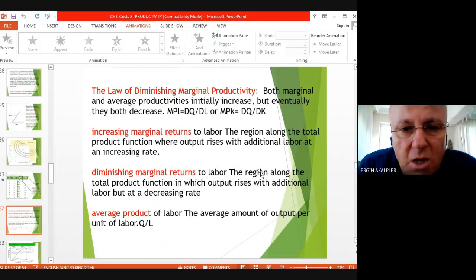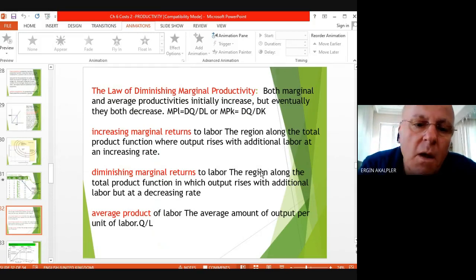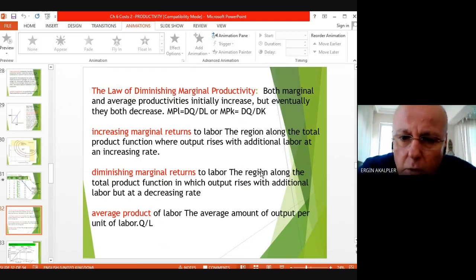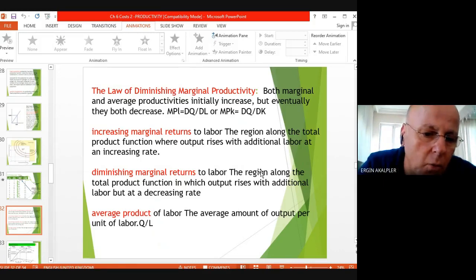The law of diminishing marginal productivity: both marginal and average productivities initially increase, but eventually they both decrease. The marginal productivity of labor is delta Q over delta N, and marginal productivity of capital is delta Q over delta K. Therefore, increasing marginal returns to labor is the region along the total product function where output rises with additional labor at an increasing rate, and diminishing marginal returns to labor is the region along the total product function in which output rises with additional labor but at a decreasing rate.